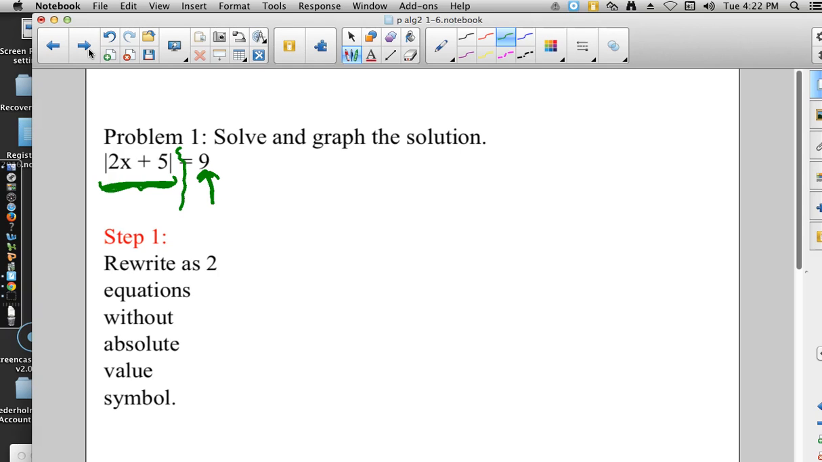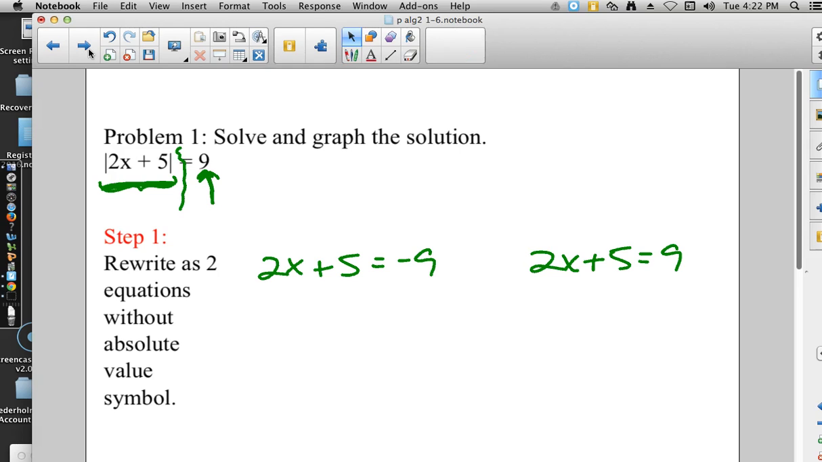So we're going to have to rewrite this as two separate equations without the absolute value bars. And that's the part most people forget. A good way to remember it: years ago, we asked some students how they could come up with a story that would help people remember this.